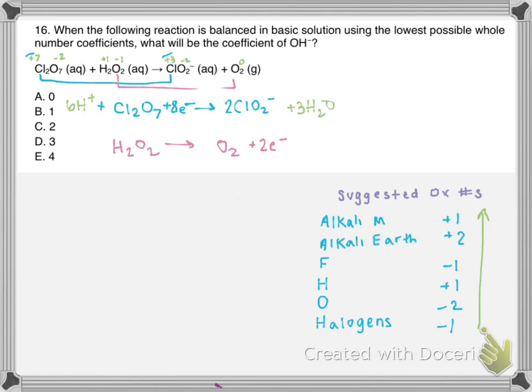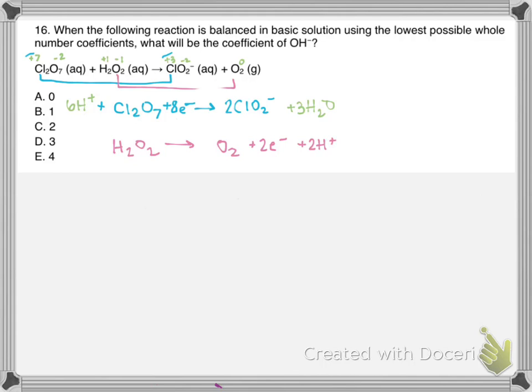Okay, our oxygens are balanced, so now we just need to figure out what to do with the hydrogens. And pretty simple, we're just going to add 2H plus to the right side. So now we can see that our atoms are balanced and our charge is balanced between the two left sides, because this side's neutral and this side's overall neutral.